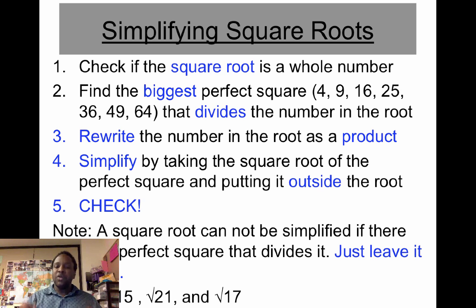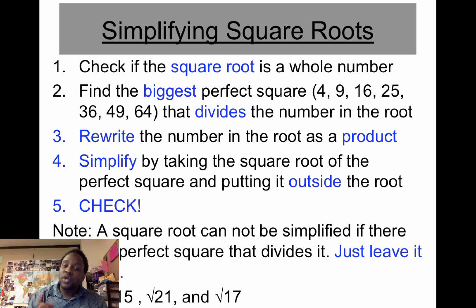Step 2, find the biggest perfect square, 4, 9, 16, 25, 36, 49, 64, and so on and so forth, that divides that number in the root. 3, rewrite the number in the root as a product. 4, simplify by taking the square root of the perfect square and putting it on the outside of the root. Then 5, check your work. You can check your work by putting whatever number is on the outside, squaring that number, putting it back in on the inside, and then multiplying those numbers on the inside together. And if you get your original number, you did it correctly.